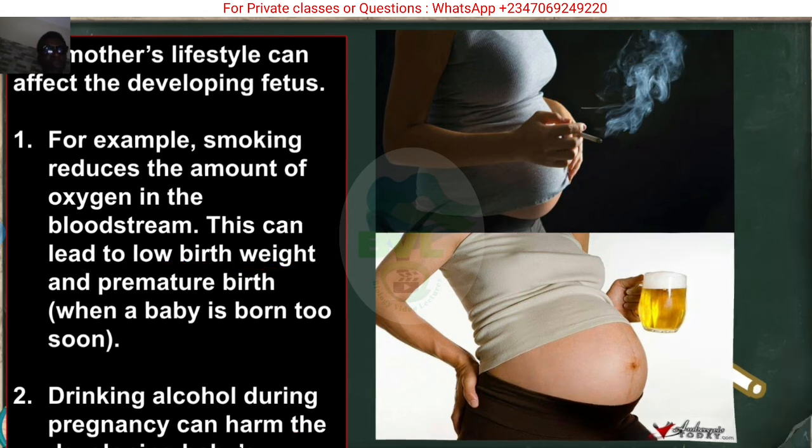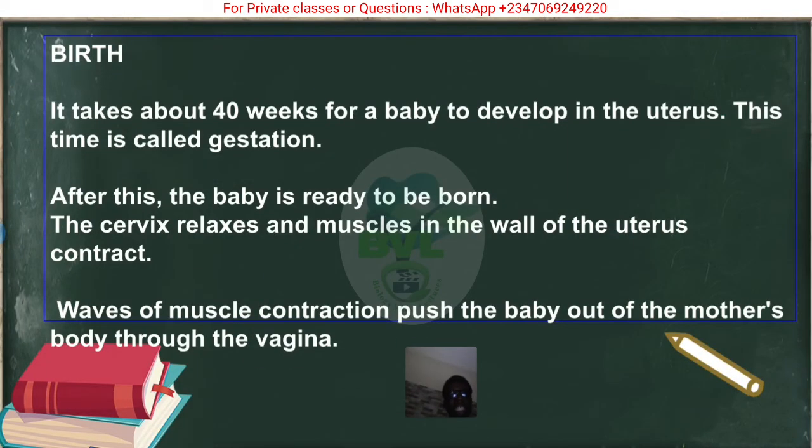All right, moving on. Now, how many days does pregnancy take? So how many weeks? I mean to say 40 weeks, or you say 9 months, around about 40 weeks. That's called the gestation period. So don't forget that gestation period is the period of pregnancy. Now, after this, the baby is ready to be born and the cervix relaxes. If you remember what we were saying, the function of the cervix is that it holds the baby or the fetus in there. So when the baby is to be born, the cervix relaxes and the uterus contracts and pushes the baby downward through the vagina.